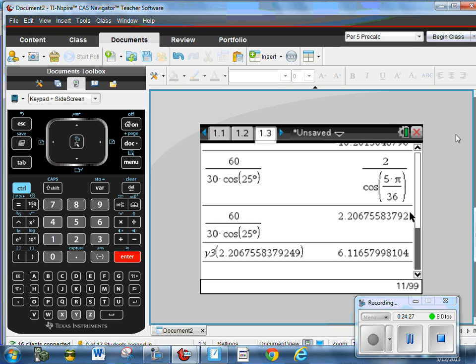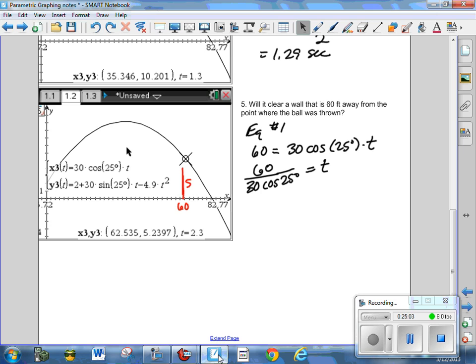So this tells me when I am at 60 feet horizontally from the point at which the ball was thrown, the ball is 6.1 meters in the air still, and this occurs at 2.2 seconds after it's thrown. So that's pretty great information. That y3 is a nice little tip. Whenever you're plugging a number into an equation, you can always do that, whether it's an F1 or a Y3 or an R1. That works for polar too. It works for anything. So we'll go back and answer this question.